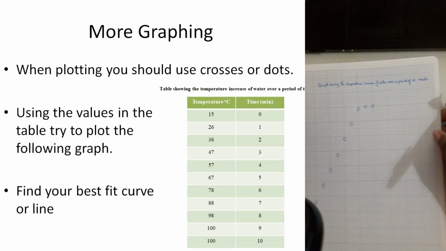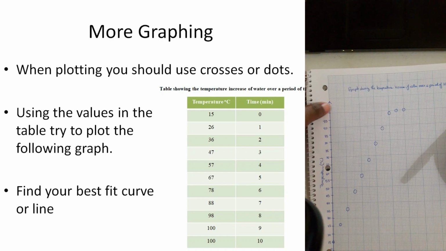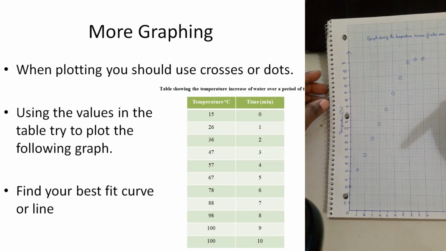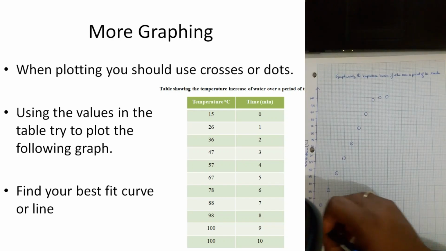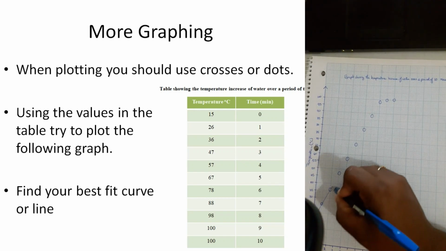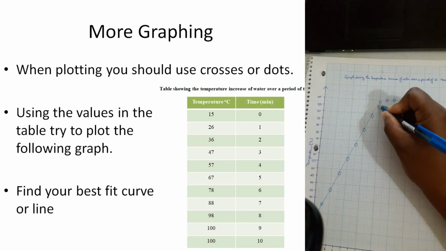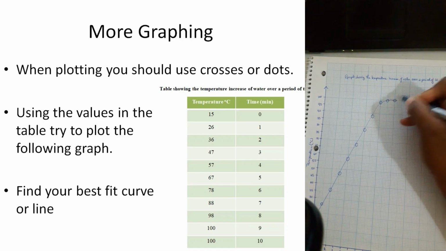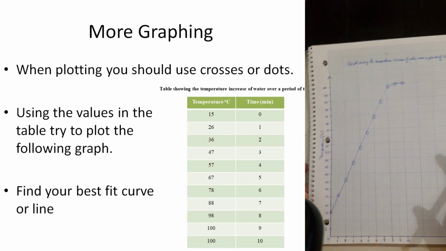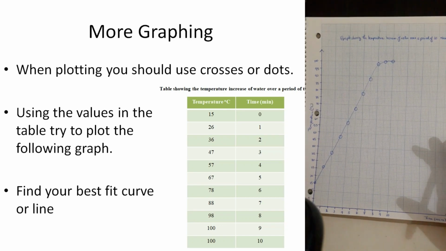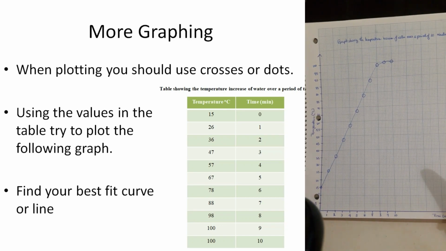Okay? And then it tells you to find your best fit curve outline. And this looks like a best fit curve. So you can draw your best fit curve to the best of your ability. You could do it freehand, or you may use something called a helix, but you could do it freehand, and that is how you do this. I hope this is how your graph turns out.